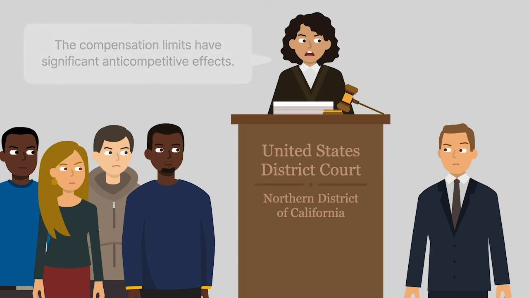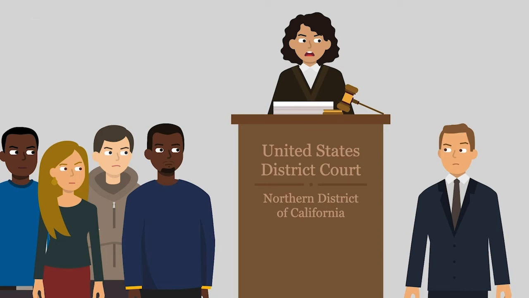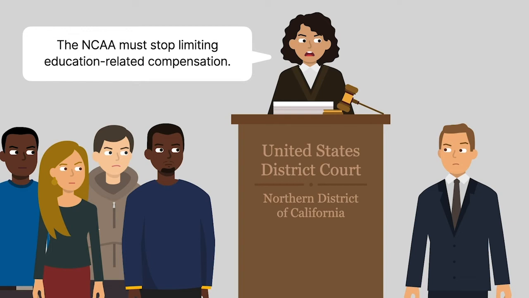effects. Although the court recognized that compensation limits unrelated to education served the pro-competitive benefit of maintaining amateurism, it concluded that the association's limits on education-related compensation violated Section 1 by unreasonably restraining competition among schools for college athletes. The district court enjoined the association from limiting education-related compensation.